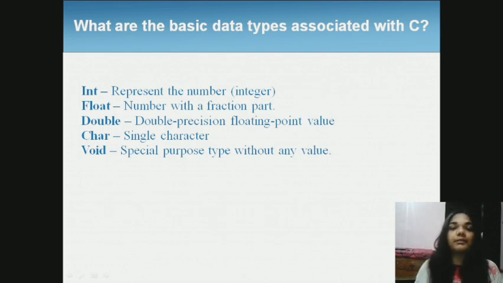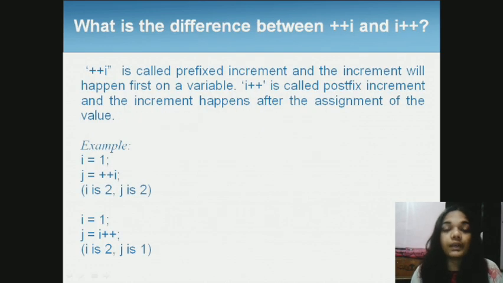This is also one of the important data types that we generally forget to mention. But what is void? Void is a special purpose type without any value. You must know that whenever we write void main in a C program, void is the data type or the return type of the function main. So void is also an important data type. So the basic data types of C are as stated here: int, float, double, char, and void. Fine. Okay.